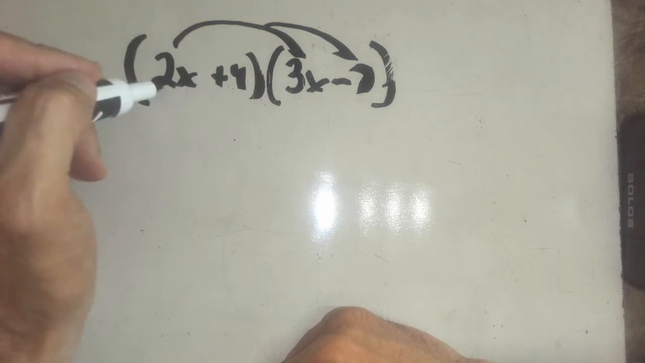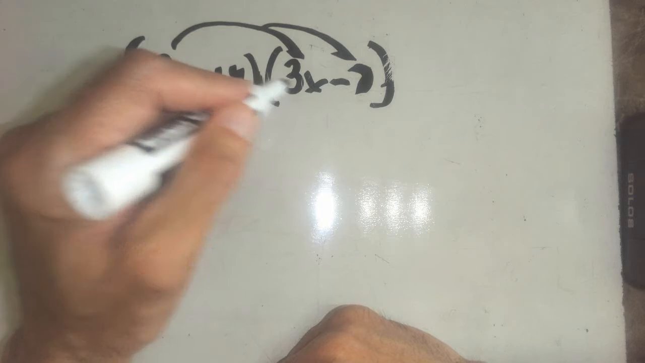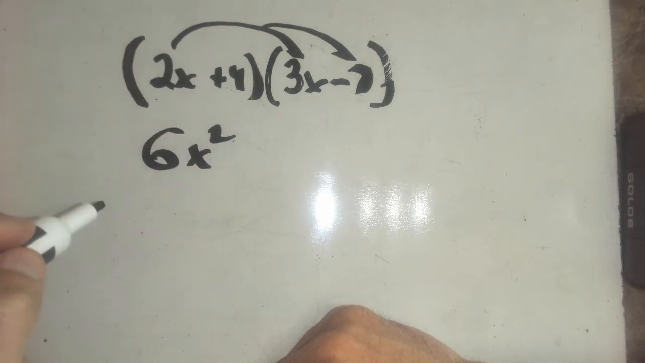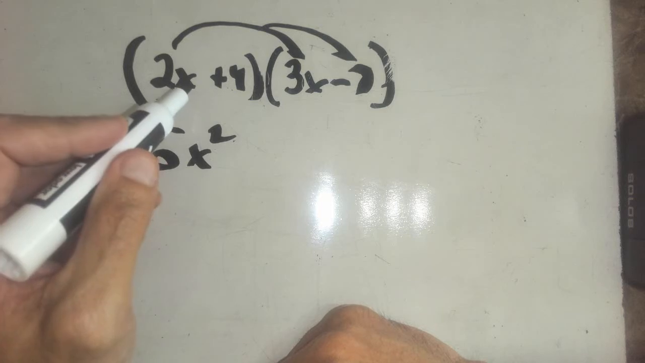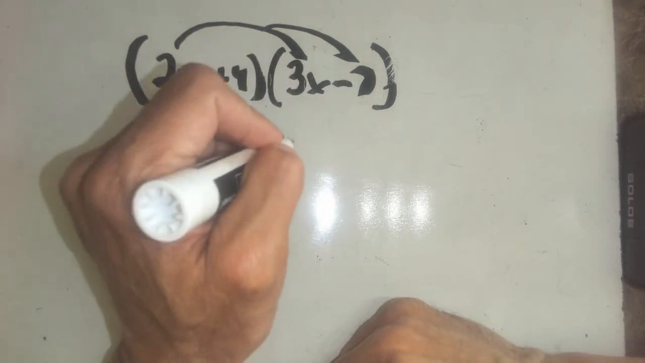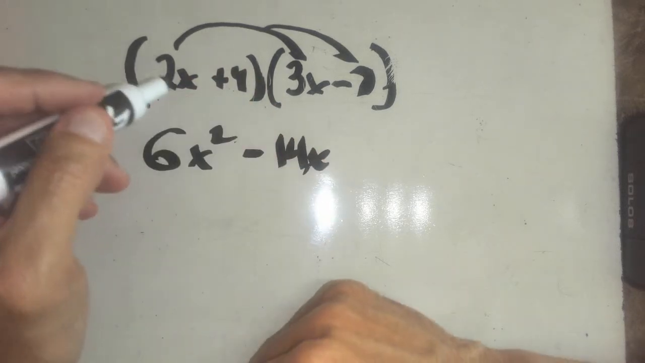So I'm going to take 2x, ignore the 4 right now. We're not going to worry about the 4. So I'm going to take 2x times 3x, and I'm going to get 6x squared. Now I'm going to take 2x times negative 7 and get negative 14x. Okay, 2x is done for now.